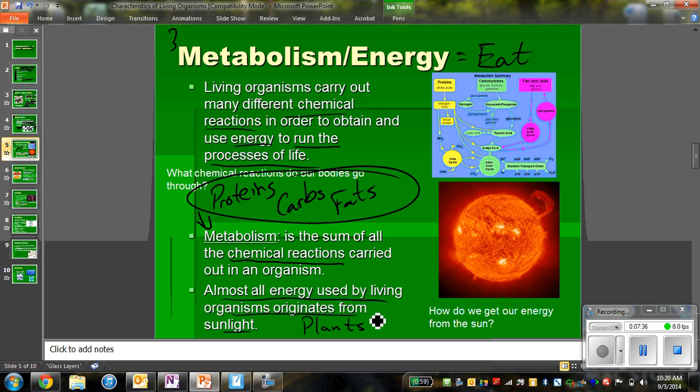So almost all energy on Earth starts in plants, and that energy comes from the sun. So we'll diagram that out in a little bit here, but it's kind of cool to think about. The majority of your energy that you eat every day has come from the sun, which is really cool.